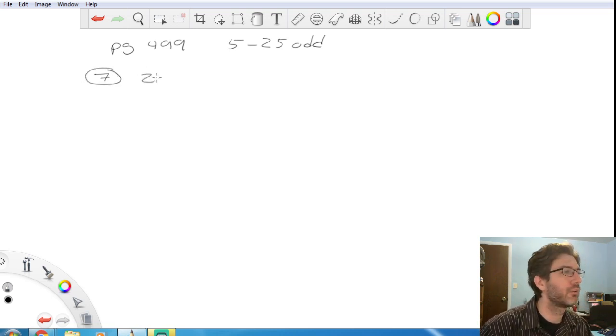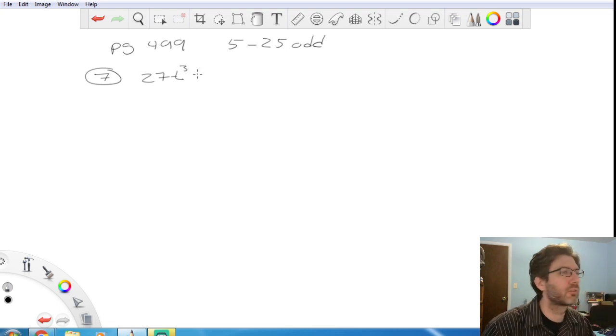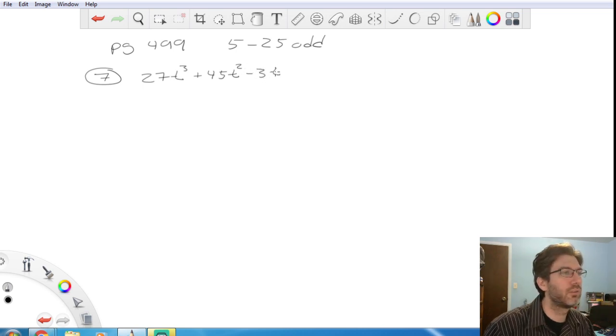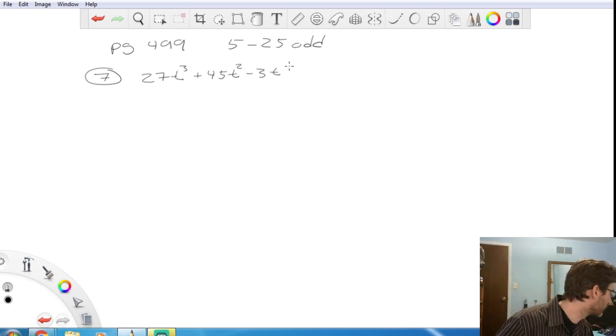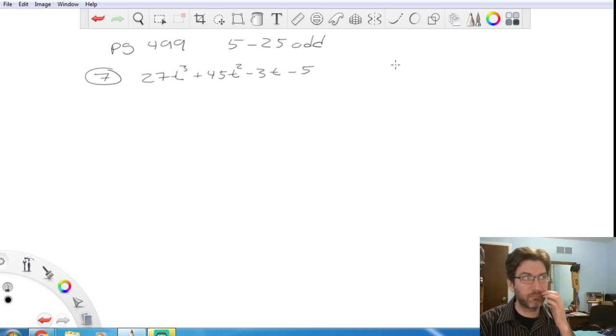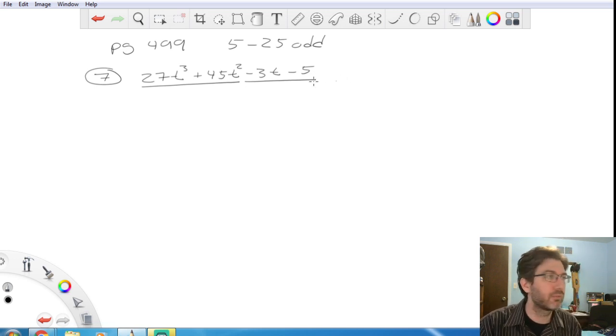So this is 27t to the third plus 45t squared minus 3t minus 5. So let's go ahead and factor this by grouping. Again, we're going to group the first two terms together, and we're going to group the last two terms together. When we do that, we're going to see what we can factor out of both of them.